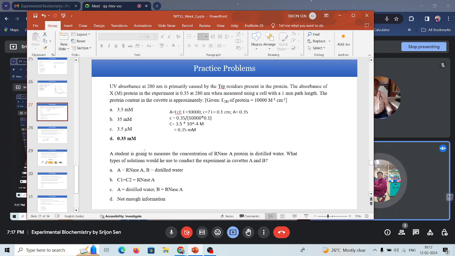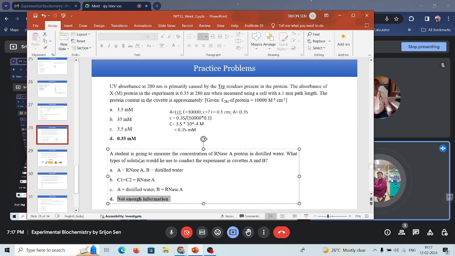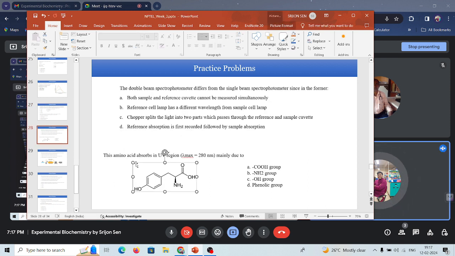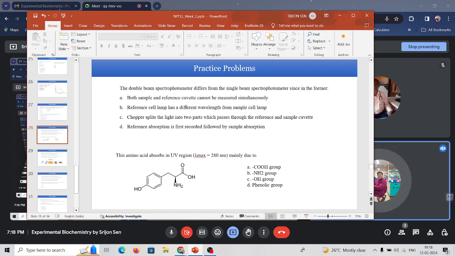If you see, all that has been mentioned is that a student is measuring the concentration of RNase A in distilled water. So what type of solution would he use to conduct the experiments? Nothing has been said about the cuvettes or what is in the cuvettes. So we would conclude here that not enough information has been provided. Nothing else to deal with it. That is not even a very important or exciting question, so it's fine. Okay. The next one.